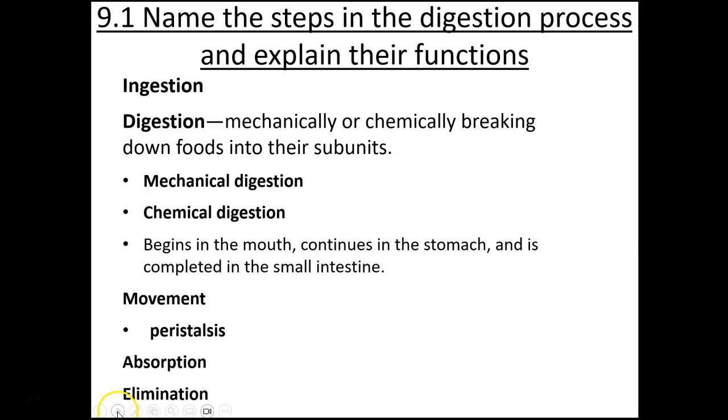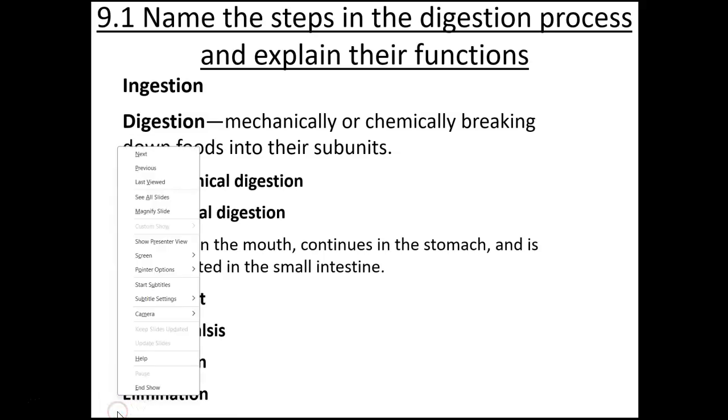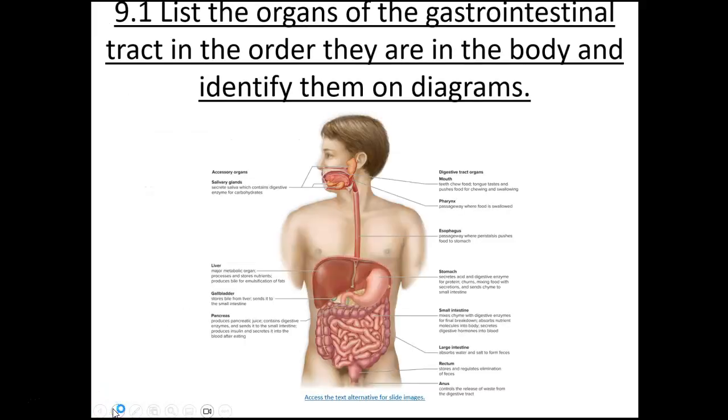So we're going to talk about all these things as we go through. Okay, so we're going to list the organs of the gastrointestinal tract in the order that they're in the body and identify them on diagrams. You get a chance to do this. You can see this in lecture, you can see it in your book, and we do this in lab also. So first, let's just get this word gastrointestinal tract down. You might hear this called the GI tract. And this is a continuous tube from the mouth all the way through the anus.